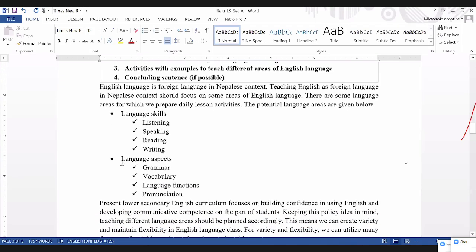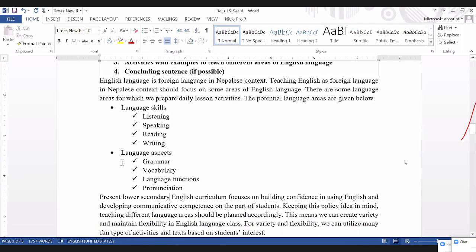And the present lower secondary English curriculum focuses on building confidence in using English and developing communicative competence on the part of students.